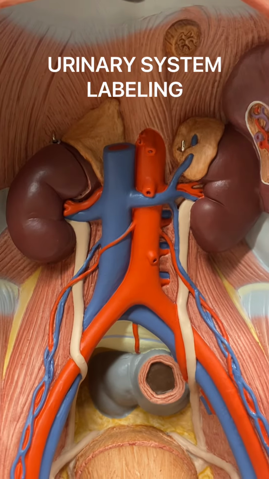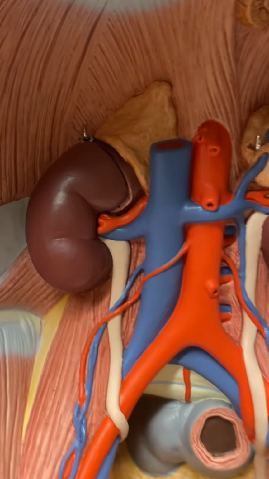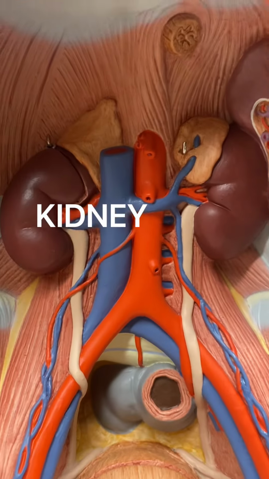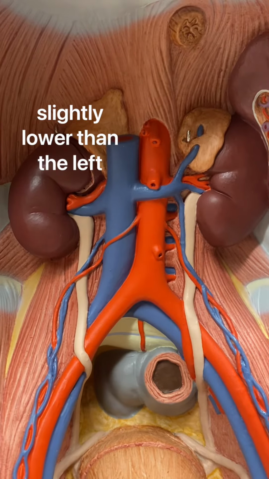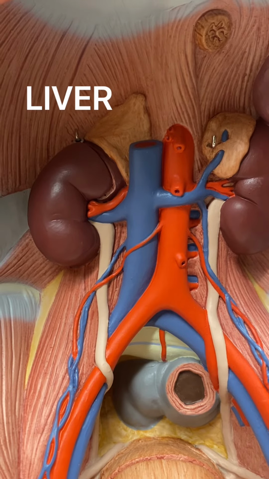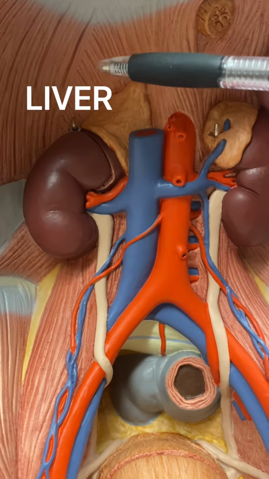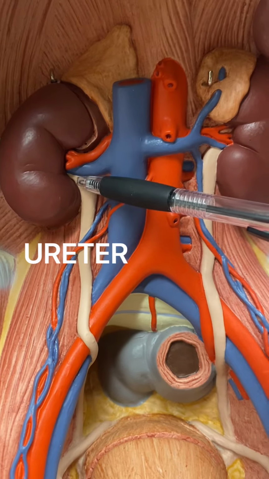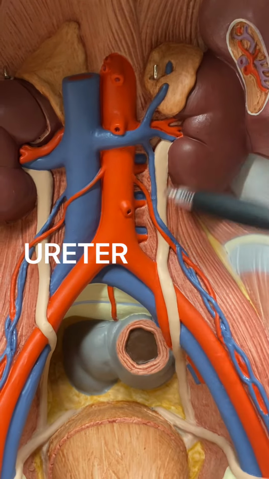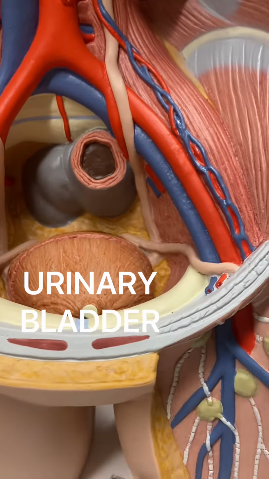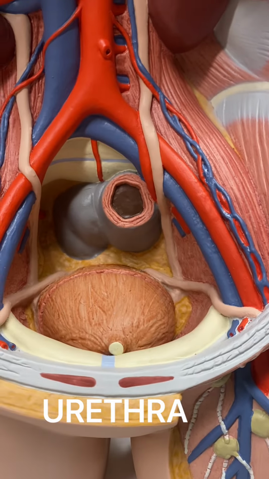The urinary system for the practicals. Let's start off with two kidneys, the right and then the left. You'll notice that the right is slightly lower than the left, and if you recall, the liver is right here, just superior to the right kidney. You also have here the ureters, right, and then the left, and then we have the urinary bladder, and then somewhere down there is the urethra.